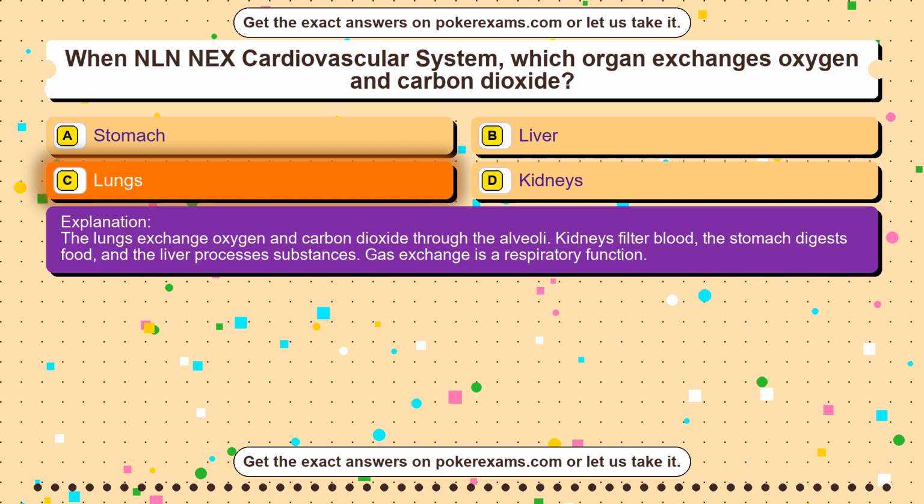Homeostasis is the maintenance of stable internal conditions. Metabolism is the sum of chemical reactions. Osmosis is water movement across a membrane, and digestion breaks down food. Balance is the key clue.